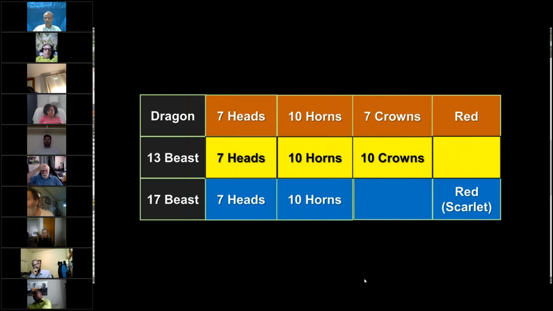But you also see that there's a difference in the way the crowns are described. The dragon, Satan, has seven crowns on his seven heads. The beast in chapter 13 has 10 crowns on his 10 horns. And the beast in chapter 17, there's no mention of crowns either on the heads or on the horns. So if you ask me, what does this mean? Well, why does Satan have seven crowns on his seven heads?